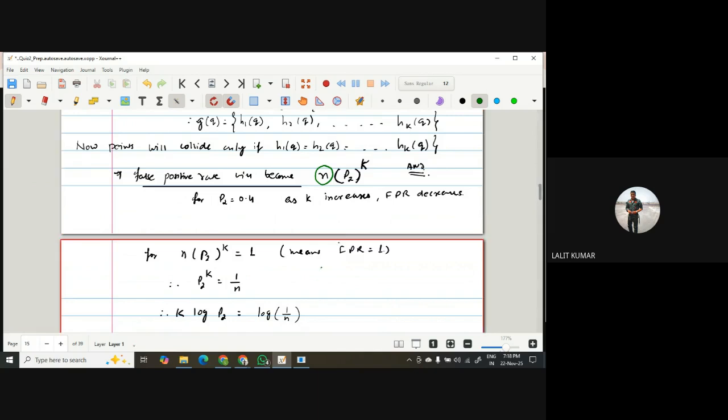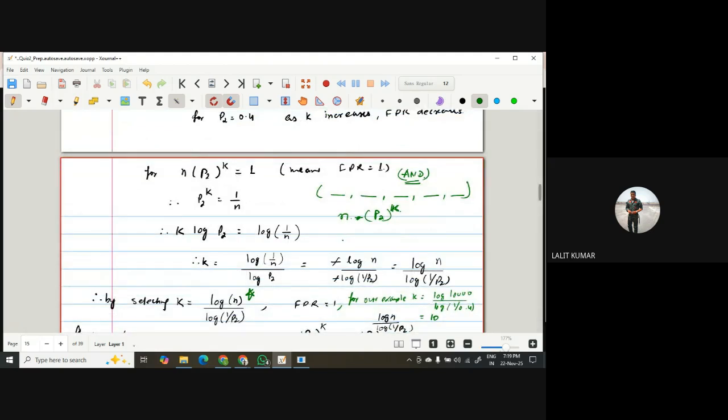Because see, there are k hash functions. For every hash function, they have to collide. Then only the collision will happen. This is AND. So for the bad points, it will become p2 to the power k for every point. Okay, this is the number n into that. And from here, when the derivation takes place, you get k is equal to log of n divided by log of 1 by p2. Please remember this.